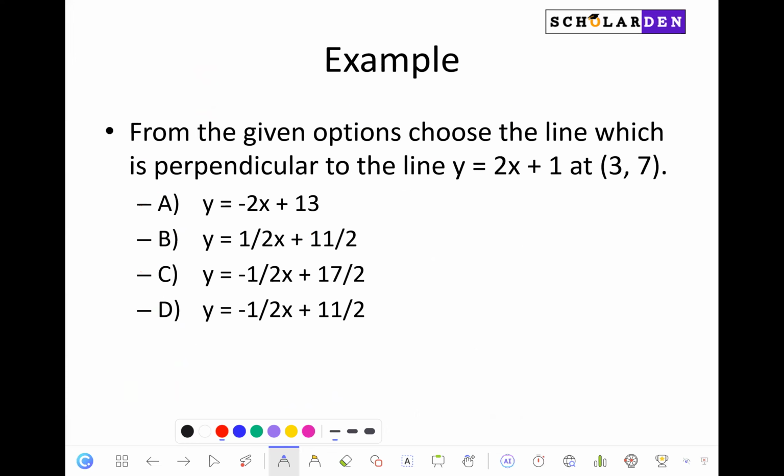Okay, so I have this other question. The next question is: from the given options, choose the line which is perpendicular to the line y is equal to 2x plus 1 at the point (3, 7). So what does this tell us? This tells us that we are supposed to identify a line that is first perpendicular to the reference line, y is equal to 2x plus 1. And it is not just any line. It is a line that is not only perpendicular, but also intersects this line at exactly this point.